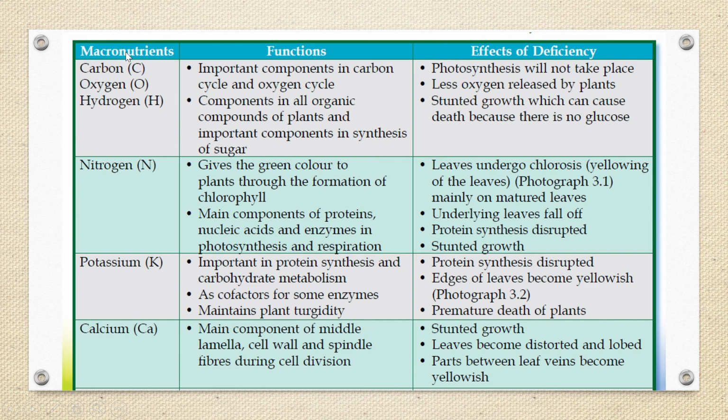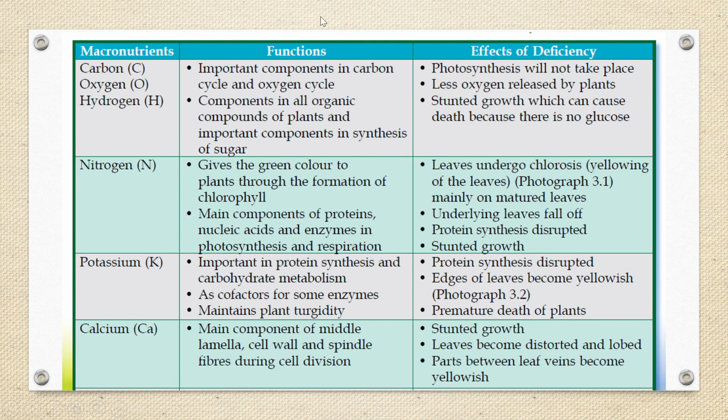Okay, so the macronutrients, now C, O, H, they are important components in the carbon cycle and also the oxygen cycle. Okay, they are the components in all organic compounds of plants, important in the synthesis of sugar. Okay, remember just now I mentioned this is the element that forms the carbohydrate, isn't it? So that's why it says here sugar. So what happens if carbon, oxygen, hydrogen are not enough is that photosynthesis will not take place. This one is the most important thing.